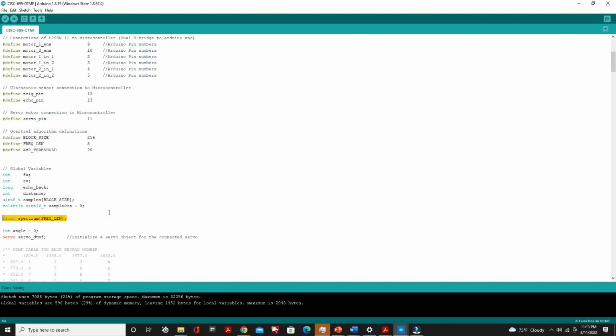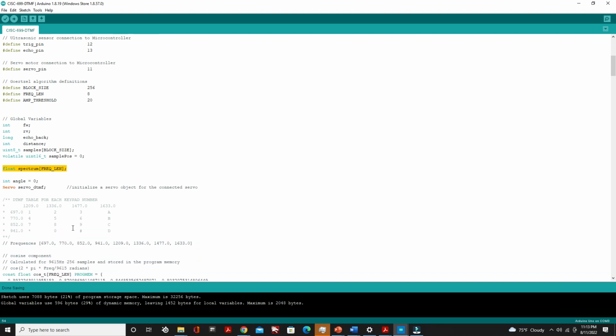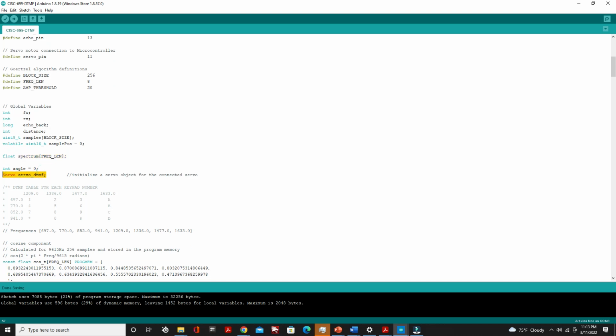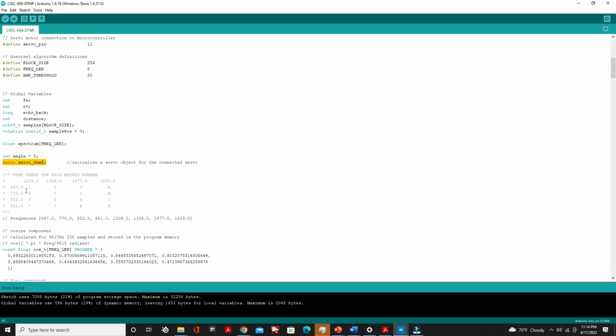This global variable refers to the frequency spectrum I'm going to capture through the mic, using the analog to digital converter with the Arduino. I've instantiated a servo motor class.